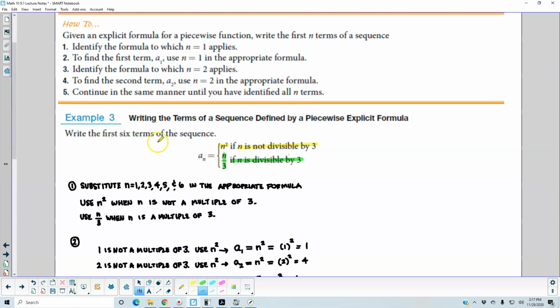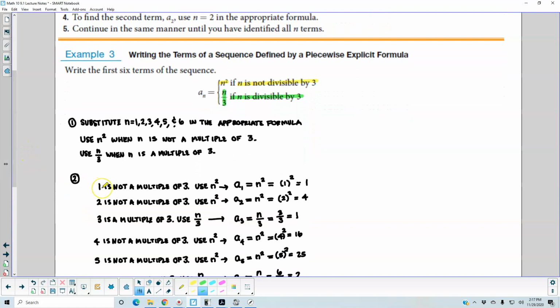So we're going to find the first 6 terms of the sequence. We're going to substitute n equal to 1 all the way to 6 into the appropriate formula. Again, we're going to use n squared when n is not a multiple of 3, and use n divided by 3 when n is a multiple of 3. So let's take a look at 1. 1 is not a multiple of 3, and so we're going to use n squared. So the first term: let n equal 1. 1 squared gives us 1.